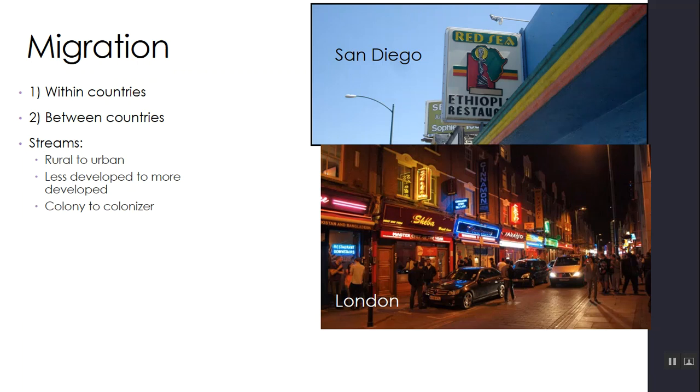And also we have from that colony to colonizer. In the first part, we talked about colonialism and that relationship between those countries that still exists. So here's a picture of London, lots of Indian food, lots of people living in those places who England used to rule over.